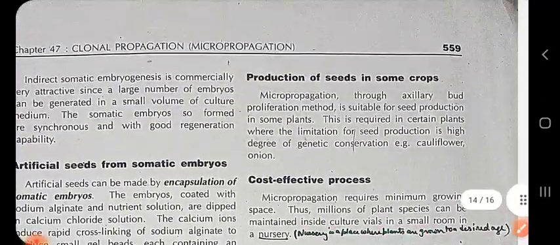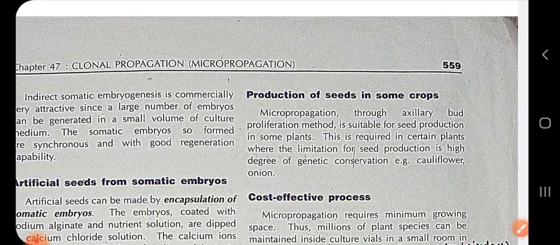The third advantage is production of seeds in some crops. There are some crops which do not actually produce seeds, like cauliflower and onion. So we have to take the vegetative part of the plant and use it as seed. For that, we can go for the micropropagation process. Micropropagation through the axillary bud proliferation method is suitable for seed production in some plants, and this is required in certain plants where seed production is limited, with a high degree of genetic conservation.